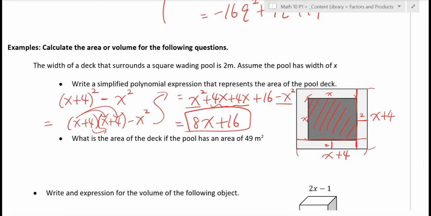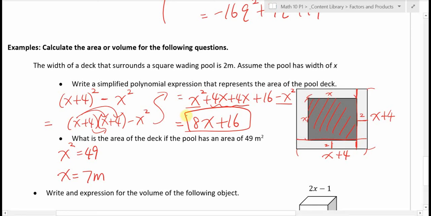The second part says, what's the area of the deck if the pool has an area of 49 square meters? Well, if the pool has an area of 49 square meters, that means x squared equals 49. So we can quickly solve for x by taking the square root on both sides. So x equals 7 meters, right? You can simply plug in or square root both sides to get 7 for x.